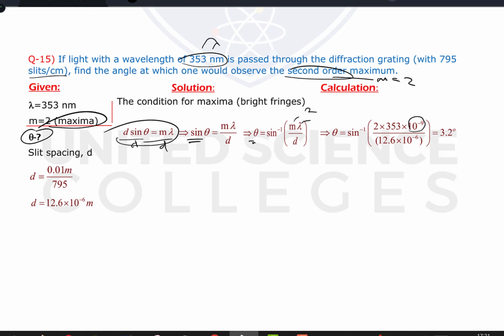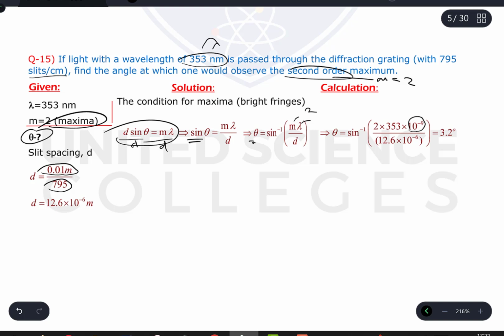Slit spacing: in 1 centimeter we have 795 slits. 1 centimeter divided by 795, but we will get the result in centimeters. But the SI unit of length is not centimeter. That's why this 1 centimeter must be written in the numerator in meters, which is 0.01 meter divided by 795. So the result is 12.6 times 10 to the power negative 6 meters, in SI units. After that, we will insert it instead of d. Then you will use your calculator. The result is going to be 3.2 degrees.